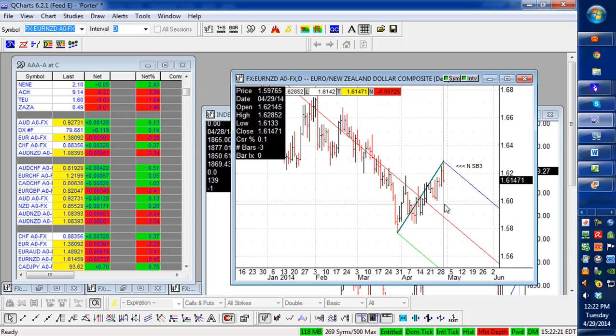So what I ask that you do is take a look and see how EUR NZD did, because my forecast out of all this that we just went over is that this one should probably perform the best. We'll see a month or so from now which one did the best.